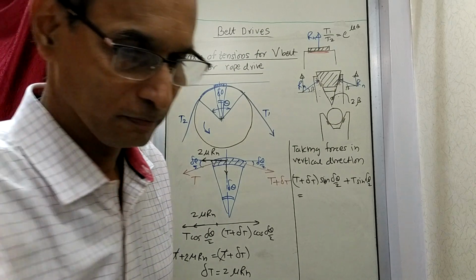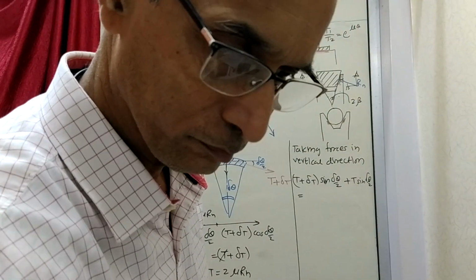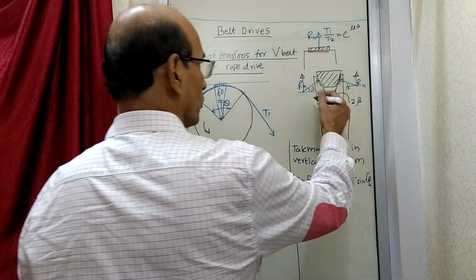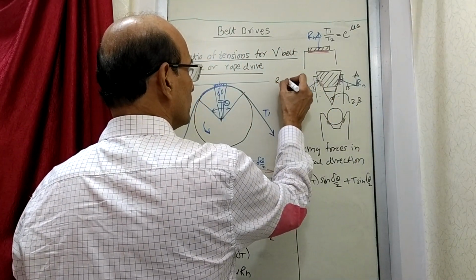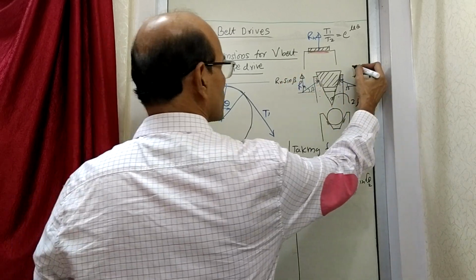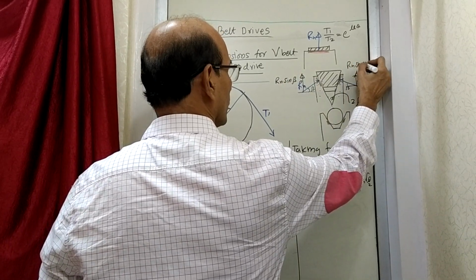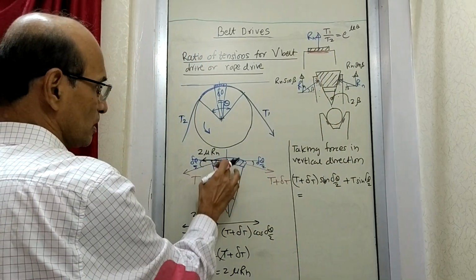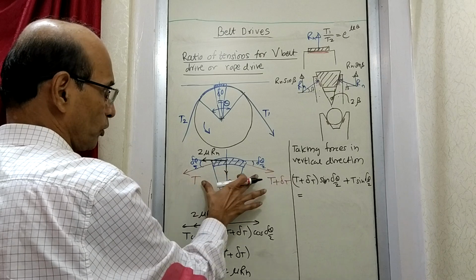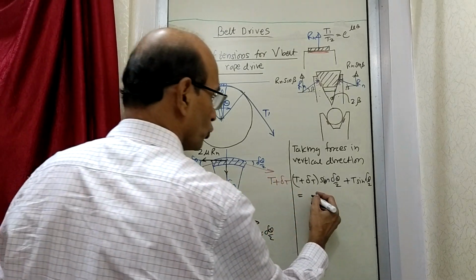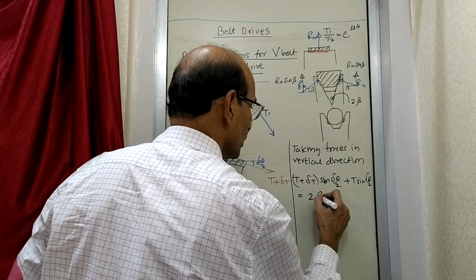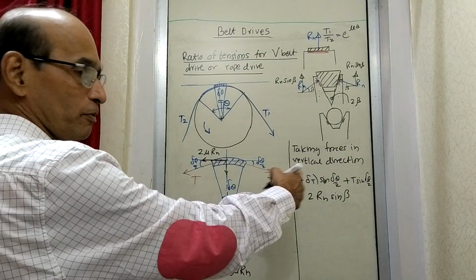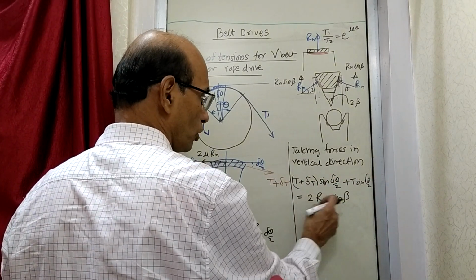So the vertical component is, this is Rn sin beta, this is Rn sin beta. So these 2 Rn sin betas in the upward direction, they are opposing the sine components of the belt tension. So I'll write here now 2 times Rn sin beta. Now let us see what happens when you simplify. This is left side equal to right side.